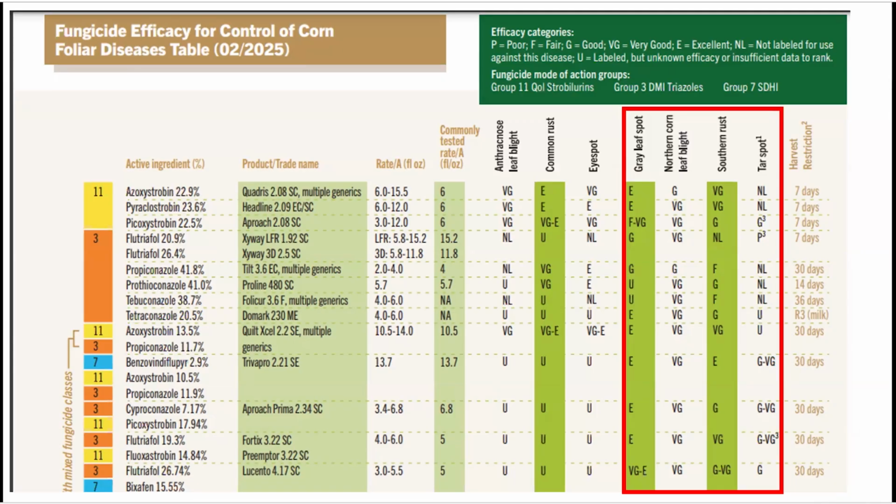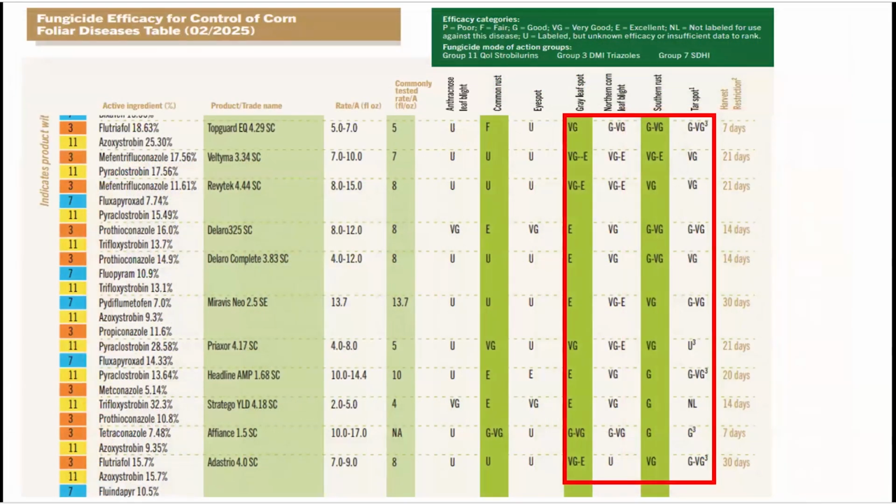If it's a U or a UL, like it's unlisted, or we don't have enough data to support saying yes, this product works or doesn't work against the disease. But this is going across many different states, many different trials, and we get together and we walk through each of the different products there. So again, that is found on the Crop Protection Network.